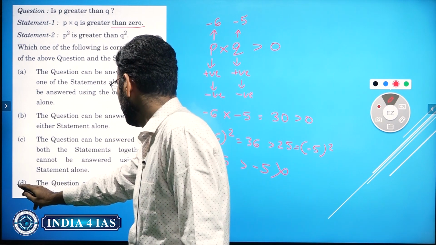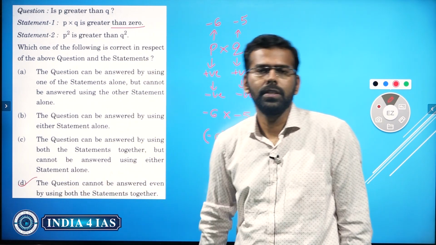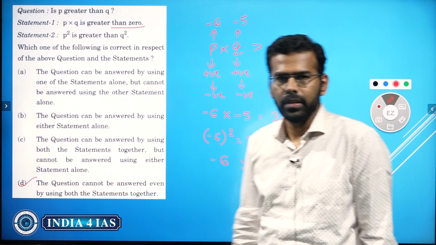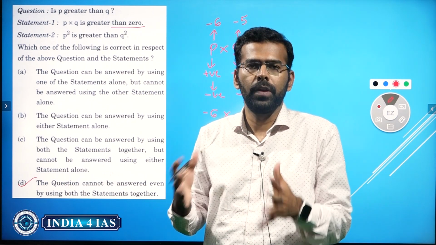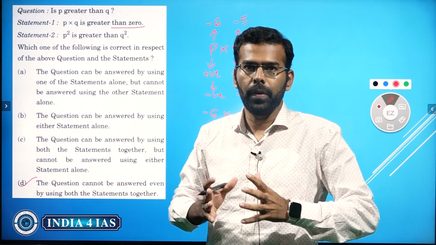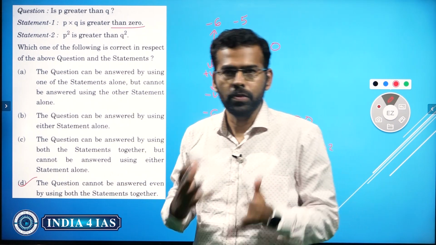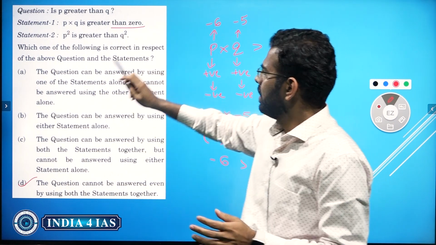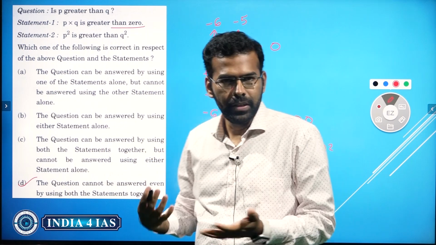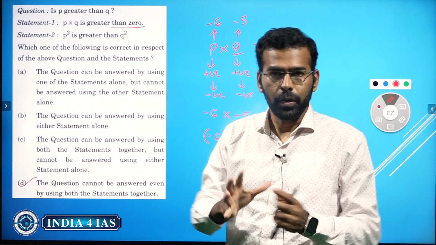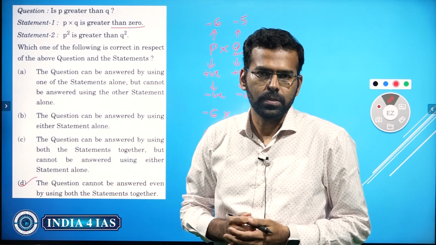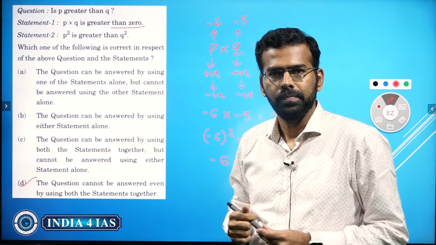The question cannot be answered even by using both the statements. So in such questions, try to take different possibilities. Don't just assume that P and Q are positive numbers, because here he has not given whether P is an integer, whole number or natural number. You have to take the different possible numbers, and then you have to find out the answer.